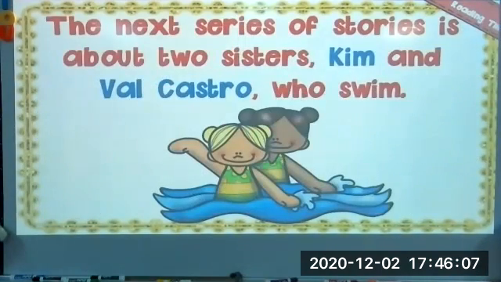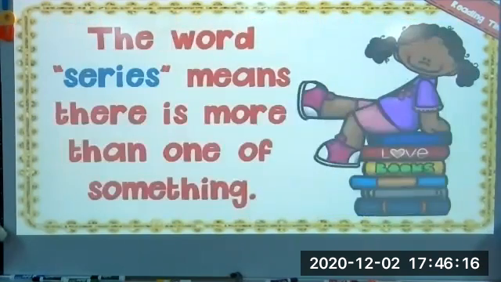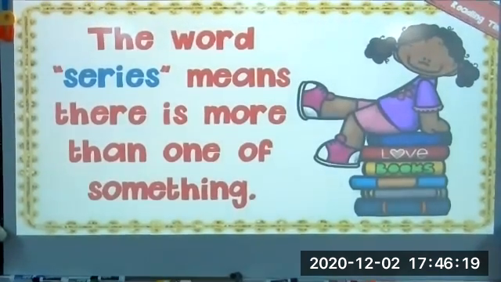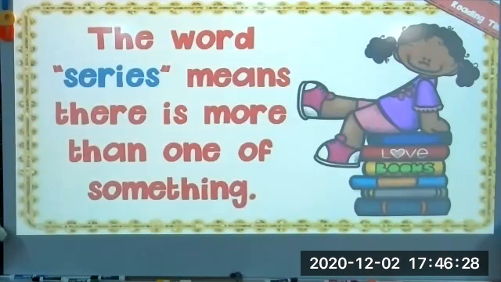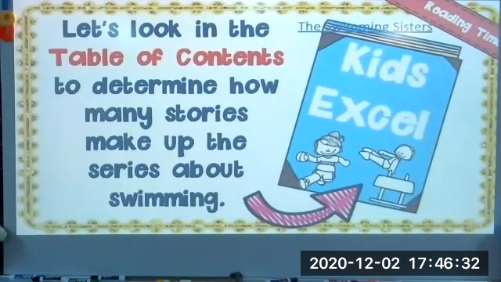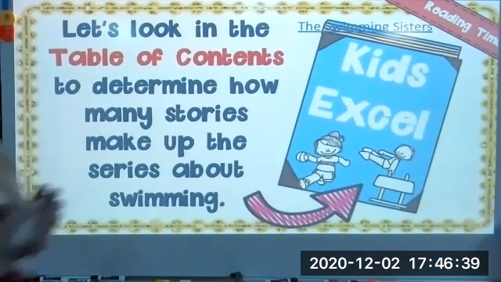Okay, so the next series of stories is about 2 sisters, Kim and Val Castro, who swim. And the word series means that there is more than one of something. So there's more than one story, or more than one book, or more than one movie of the same characters. So we are going to look at the table of contents to determine how many stories make up the series about swimming.